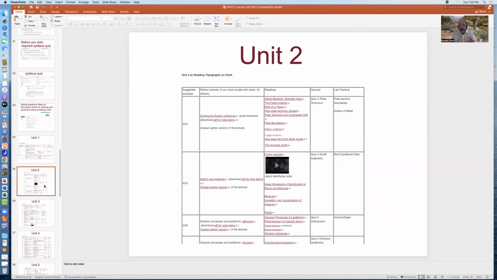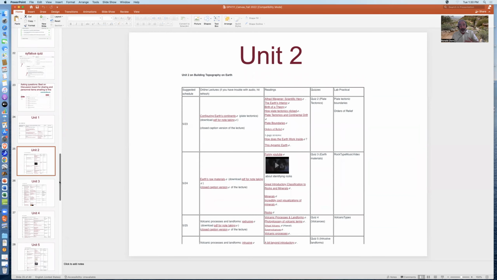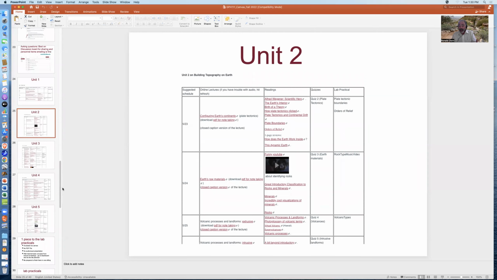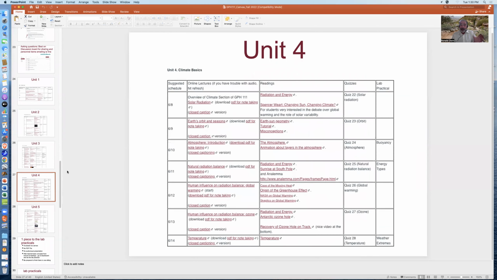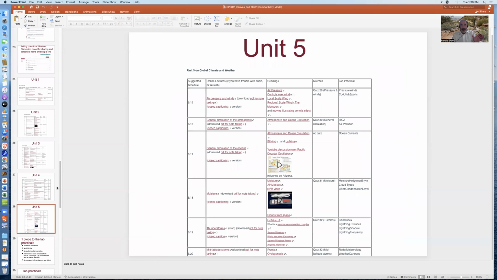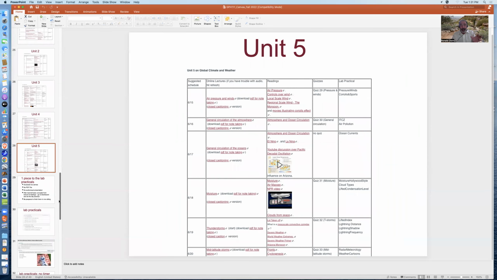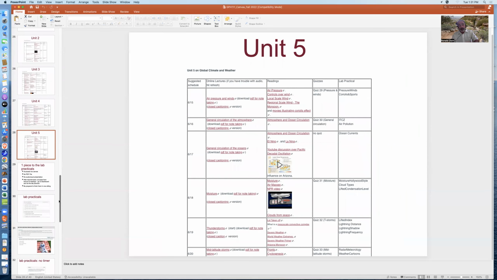But in Unit 2, I have to provide you basic background of Earth materials and how mountains are built. In Unit 3, we rip apart the mountains by landform processes called geomorphology to create landscapes. In Unit 4, you learn the basics of the Earth's climate system. In Unit 5, you learn about the weather. And in the optional culminating assessment, you tie it all together.